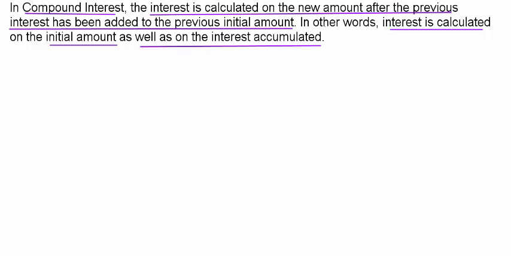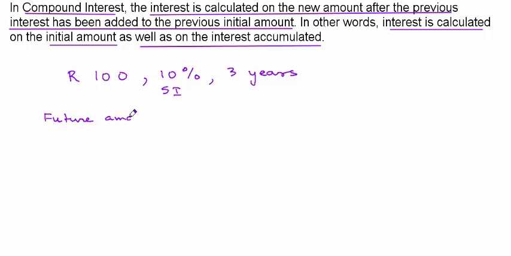Let's take a simple example. Let's say you invest 100 Rand at 10% annual interest for a period of 3 years. And let's say this is a simple interest rate. So this is simple interest. Therefore, the future amount is going to be equal to 100 times 1 plus 10%, as a decimal is 0.1, times 3, which is equal to 130 Rand.